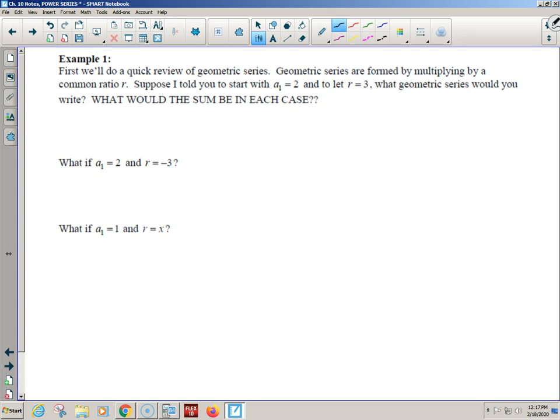Quick review: geoseries multiplied by common ratio. Starting with 2 and 3, what geoseries would you write? Ready, set, go. What would be the sum of each case? Start writing your geoseries. First term, second term, third term. A1 plus A2 plus A3 plus dot dot dot. A sub n. You can even do equals and then infinite sigma, an infinite series. But what would the sum be? I'm going to do it in just a second, just giving you a head start. But then the second makes it oh so interesting. If you tend to be an interested sort of person, or cool math.